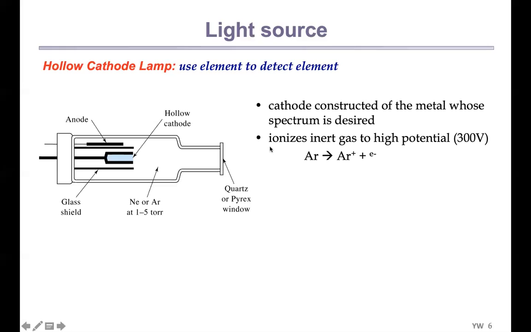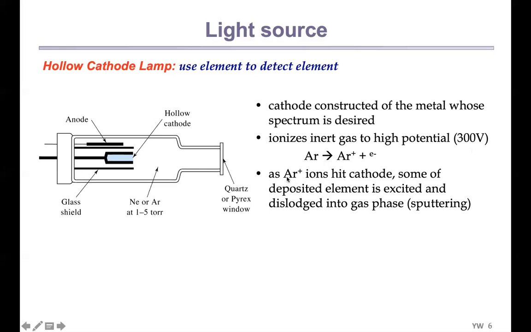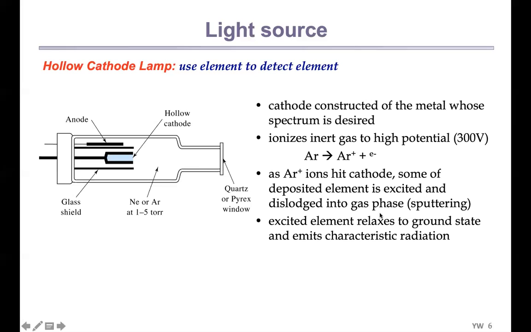The mechanism here is you apply a high potential to an inert gas in this lamp. For example, at 300 volts, the argon gas will be converted to argon plus and generate electrons. And when the argon cation hits the cathode, some of the deposited element is excited and dislodged into the gas phase. This excited element relaxes to the ground state and emits characteristic radiation, and this characteristic radiation is what we want in order to detect copper.